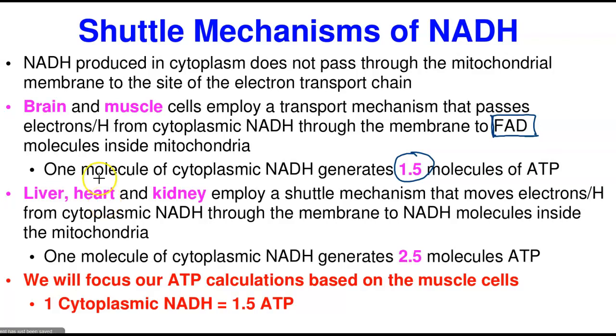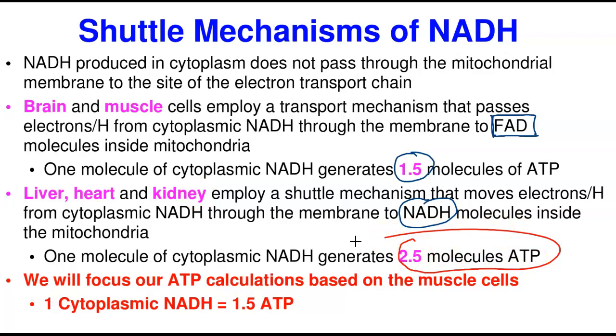In the liver, the heart and the kidney, a different shuttle mechanism applies, whereby those electrons or hydrogen ions from the cytoplasm are transported through NADH. Remember, NADH gets engaged in complex 1. What it simply means is that 1 molecule of those cytoplasmic NADH in liver, heart, and kidney will result in 2.5 moles of ATP.